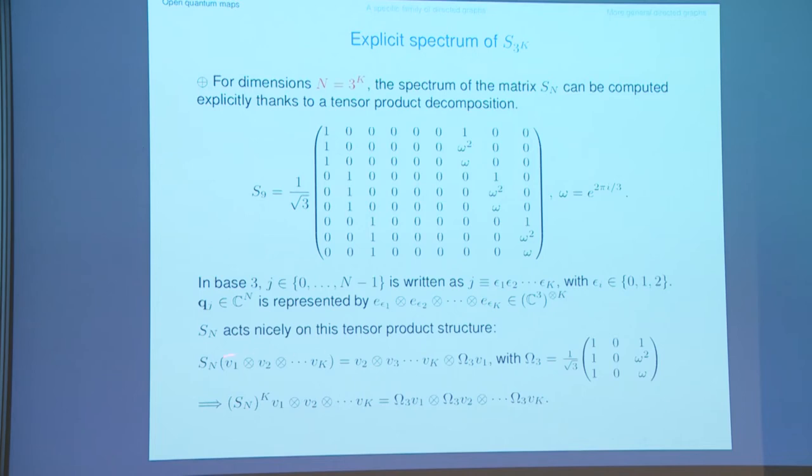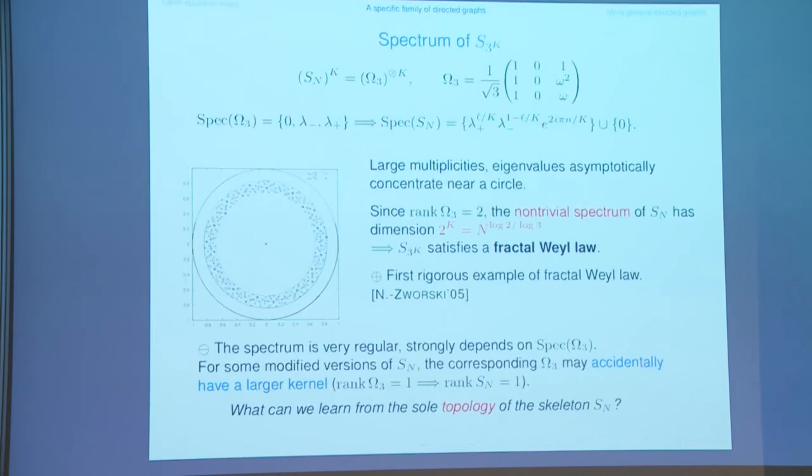And once you have this very nice tensor product, you see that if you take the kth power of our action, the kth power is local in this tensor product, meaning that on any tensor element you apply this matrix omega 3. Thanks to this, you can directly write down the eigenvalues of the matrix. They will be given in terms of the eigenvalues of this 3x3 matrix. No matter how large k is, you can write down the eigenvalues of this big matrix from the eigenvalues of the small matrix. They're given by these geometric means.